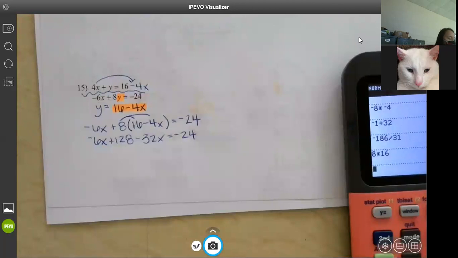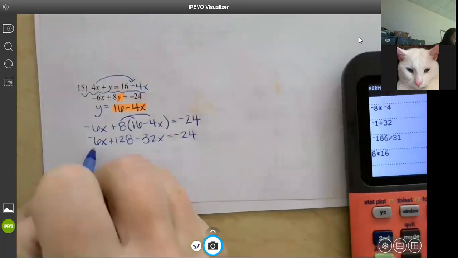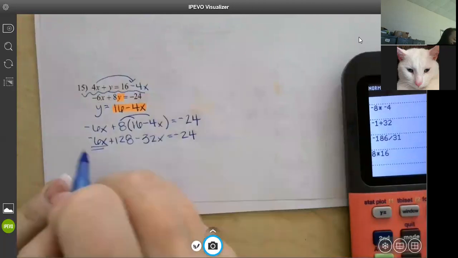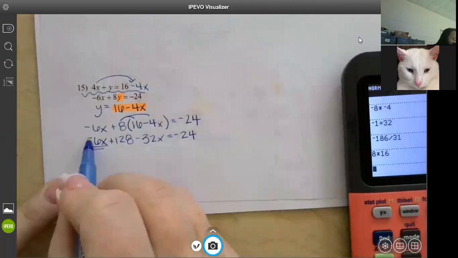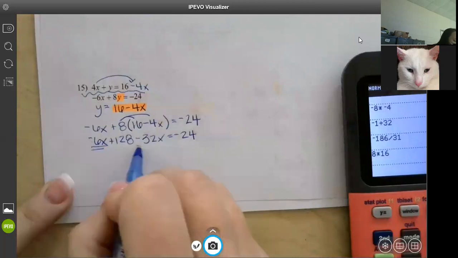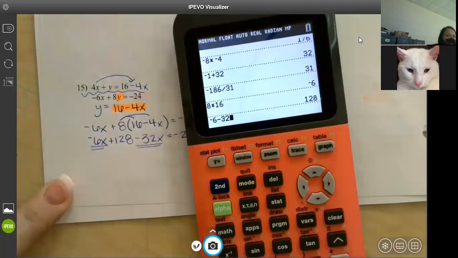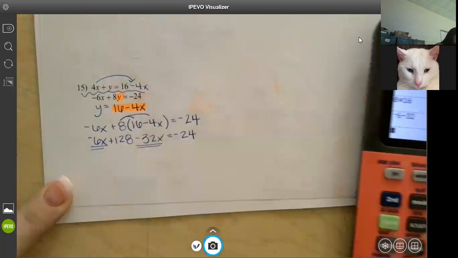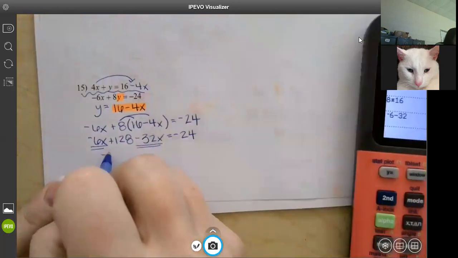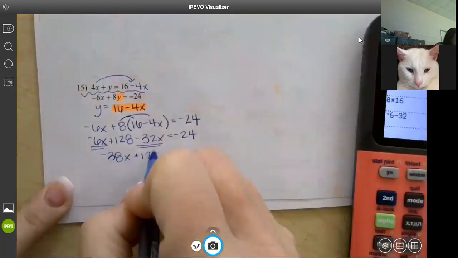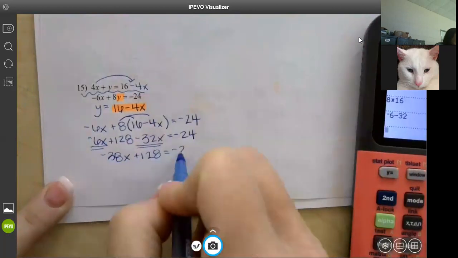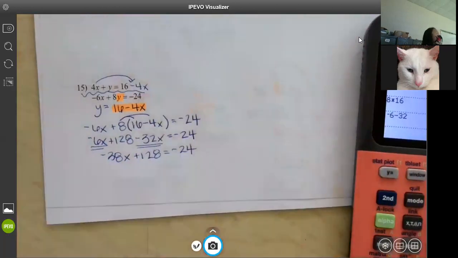We want to add our like terms. So negative 6, do not change these signs. Read it. Put it in your calculator just like you read it. Negative 6 minus 32 gives us negative 38x. Finish with your plus 128 equals negative 24. Again, do not change the sign unless you move it to the other side.